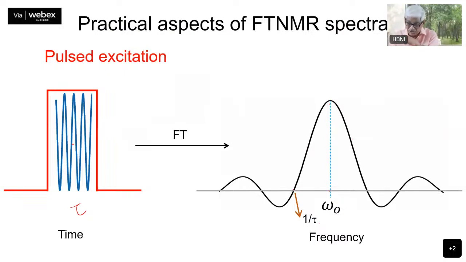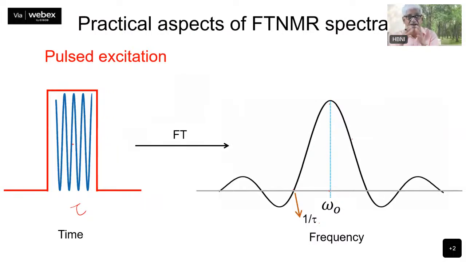So if you apply for a short period tau, then of course the bandwidth you cover is going to be larger, and the amplitudes are also going to be very different. So when you apply selective pulses, your pulse has to be long. Typically, when we say we apply a selective pulse over a range of 20 hertz or 30 hertz or 40 hertz, then you will have to have a very long pulse.